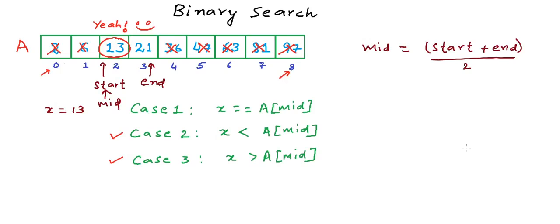This kind of search, where we reduce the search space into half at each comparison, is called binary search. Once again, we are able to reduce the search space into half only because the array is sorted. Array being sorted is a precondition for binary search. Okay, so let us now write code for this algorithm.